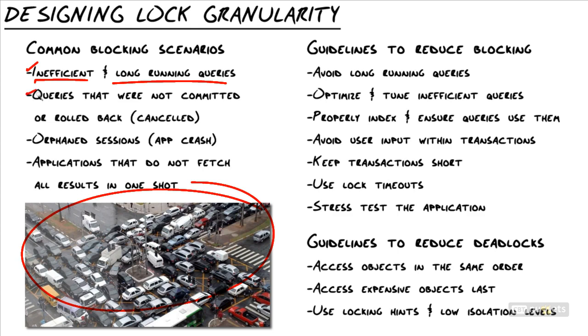Queries that were not committed or rolled back. Things like cancellations. If people have a cancel button, they cancel it, and something didn't get rolled back, well, you're going to have a transaction out there that is uncommitted. And it's just going to sit there and maintain its lock, and it's going to require some kind of intervention. So I'll show you a way around that. Orphan sessions, application crashes, when that happens again, you're going to need manual intervention to make that happen.